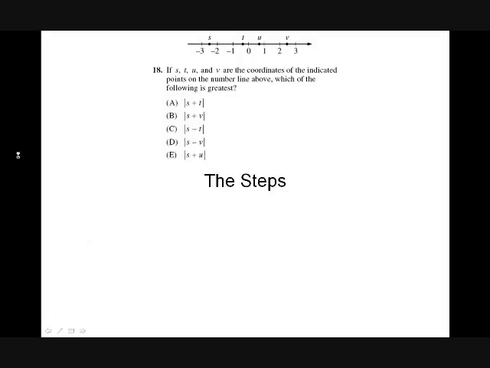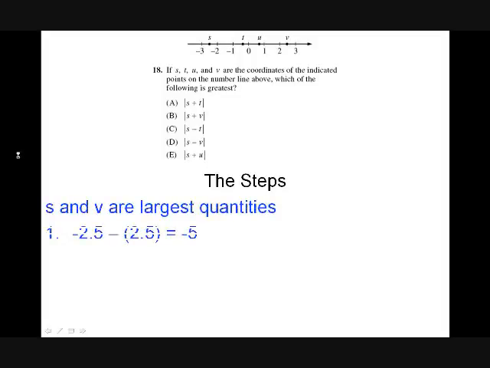So let's take a look at D, which is S minus V. That's going to give me negative 2.5 minus 2.5, which is negative 5. The absolute value of negative 5 is 5. So I'm going to choose answer choice D, the absolute value of S minus V. And that would be the correct answer.